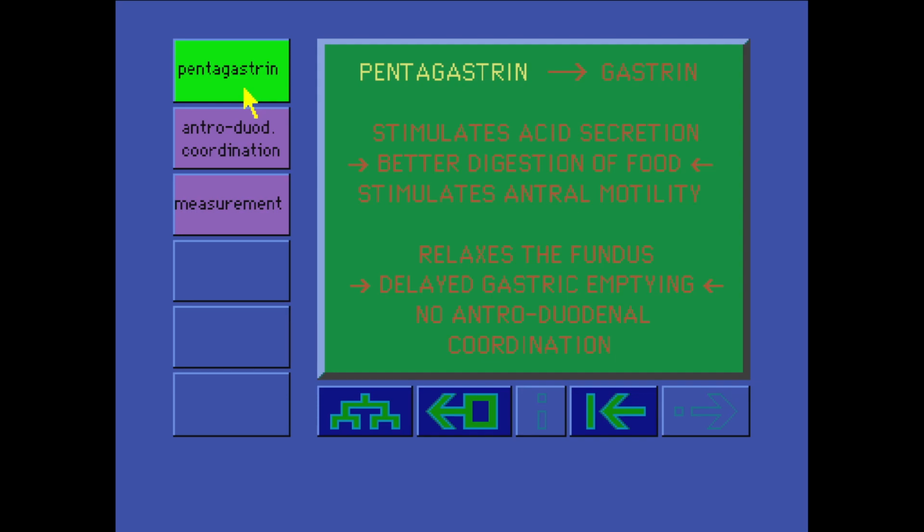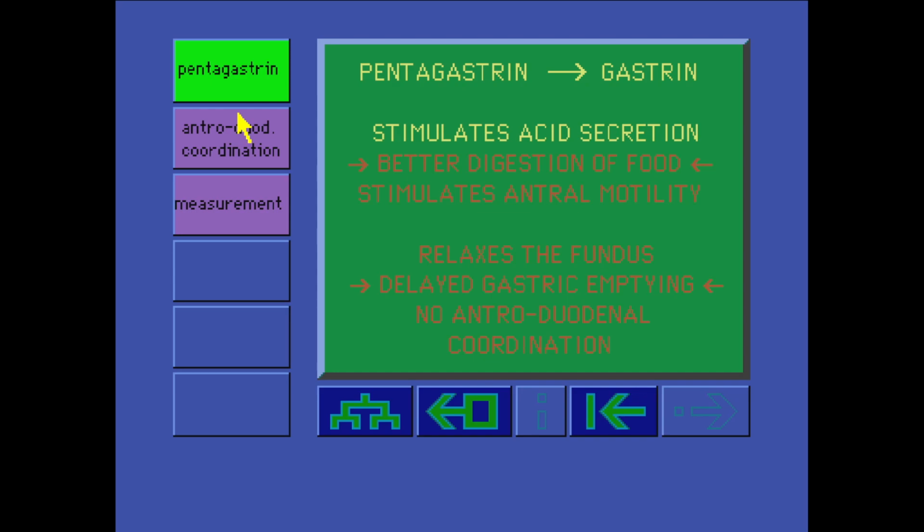Pentagastrin is the active form of gastrin, which is secreted in the stomach. Pentagastrin induces acid secretion by the parietal cells. When the pH is sufficiently low, a negative feedback mechanism reduces pentagastrin secretion.